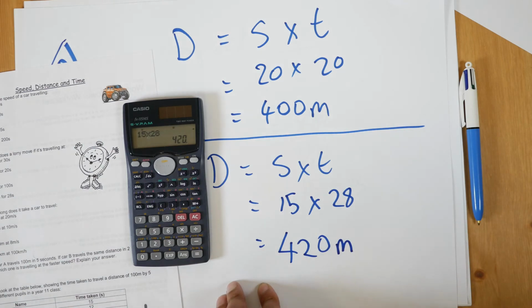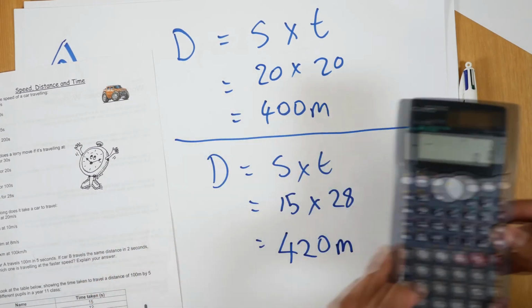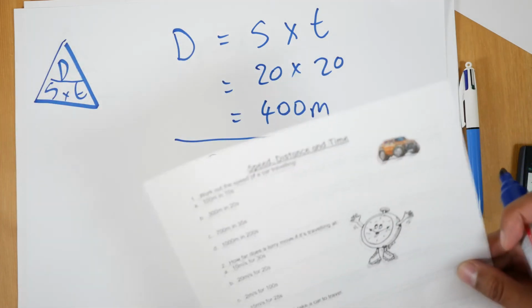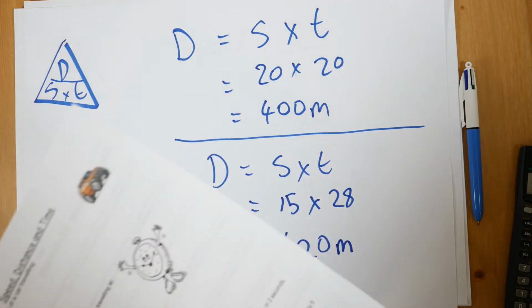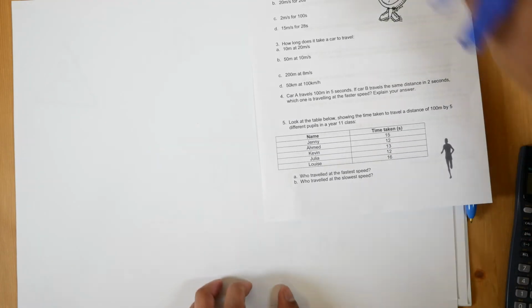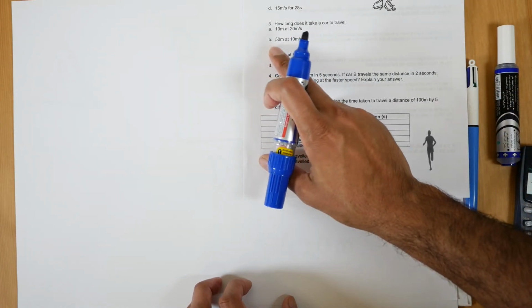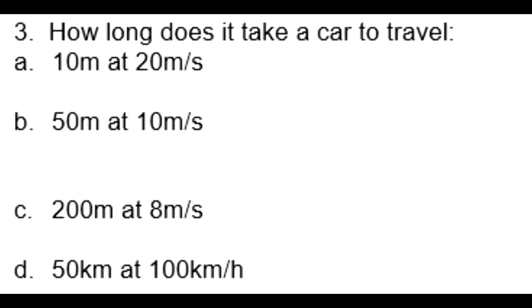And because it's a distance, it's going to be in meters. Dead easy. Right. Let's figure out how to work out time. Okay, so new sheet of paper and a new question. How long does it take a car to travel 50 meters at 10 meters per second? We'll do that one there.